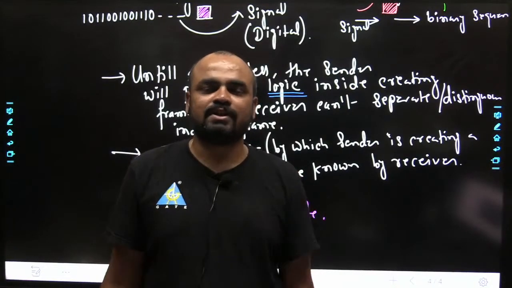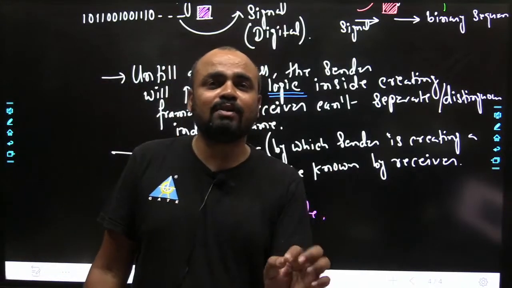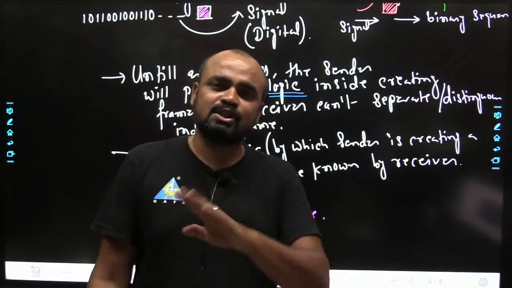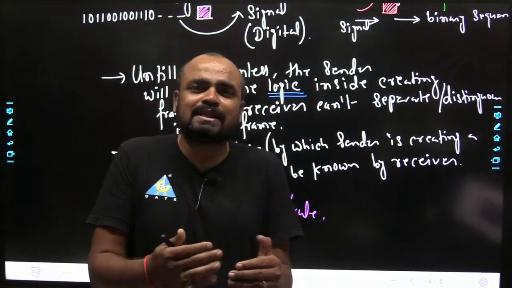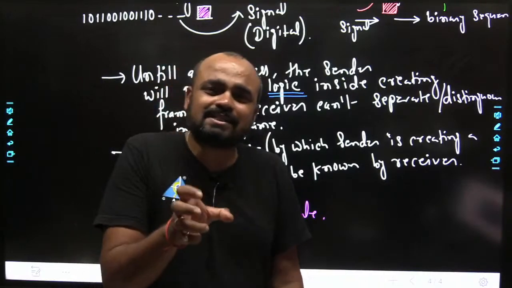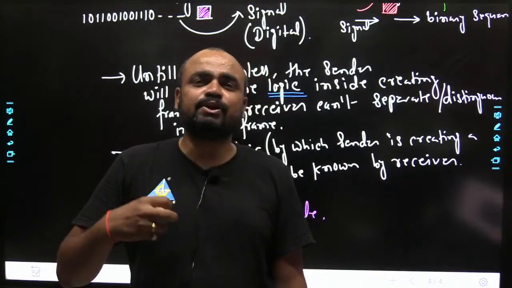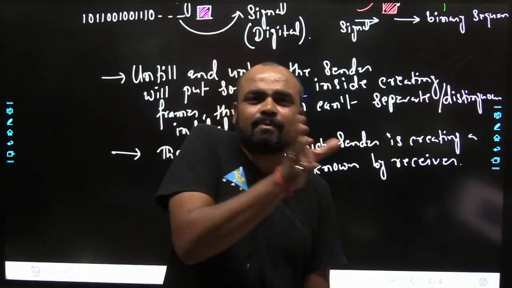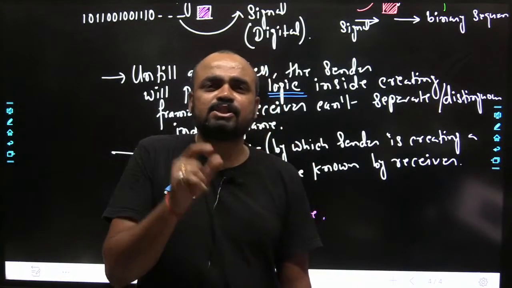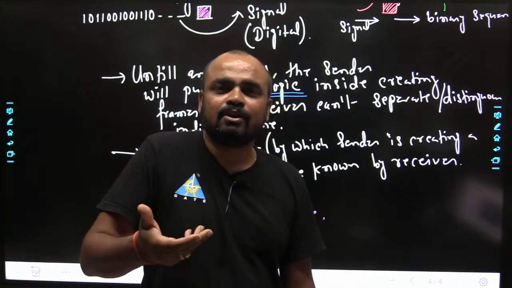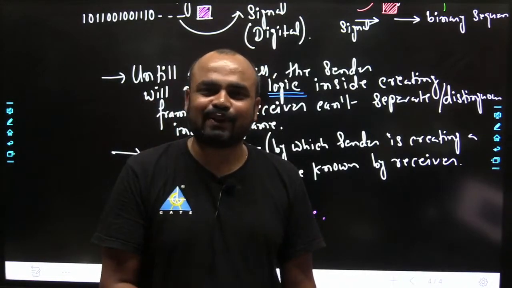So whenever I discuss any kind of protocol, those protocols will be implemented in the form of 0 and 1. To implement that logic, we need to introduce some additional bits. To implement any kind of logic, we need to introduce some additional bits apart from the communicating bits. Yes or no? Are you getting my point or not?